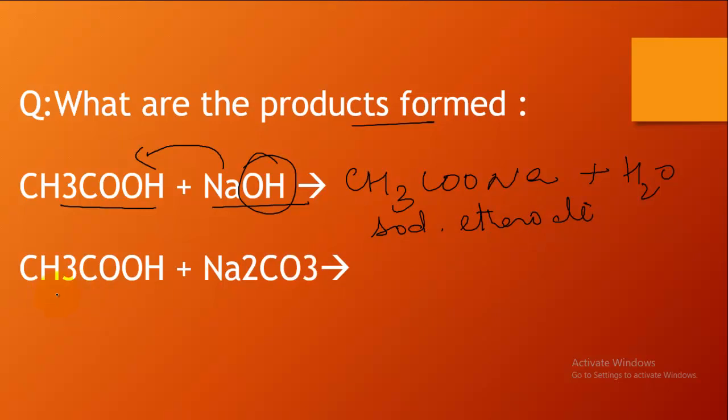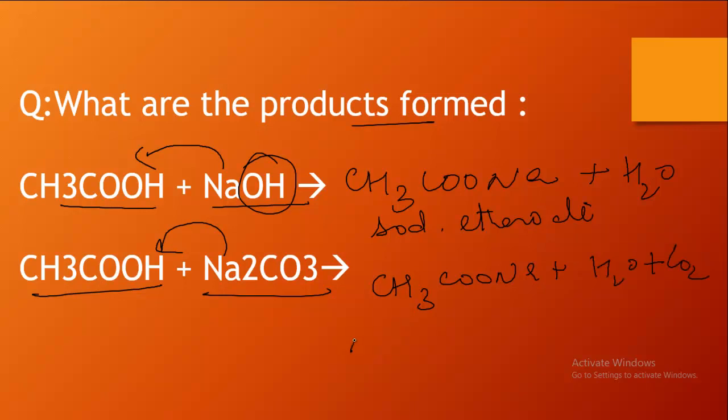In another reaction, we again have acetic acid and we have a metal carbonate. So again, Na will replace H, we'll get CH3COONa, and along with that we'll get water and carbon dioxide. So whenever any carboxylic acid reacts with a metal hydroxide, metal carbonate, or metal bicarbonate, the same product is formed. That metal replaces hydrogen and we get a metal alkanoate, depending upon the member which is used.